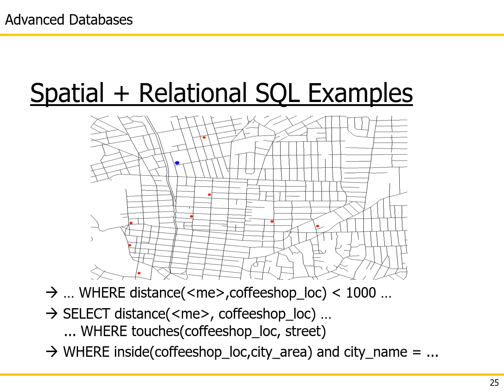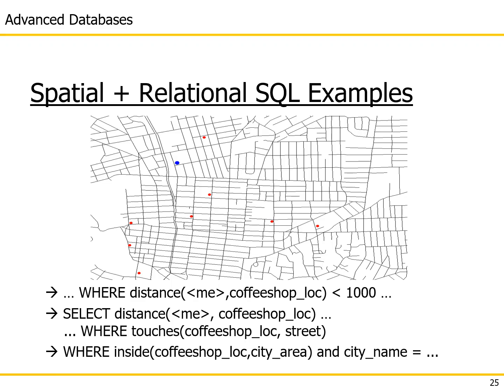Here is an example of what I'm referring to. Let's assume you have a spatial database, which means you have a SQL database that has spatial data augmented into it. And now you can write queries like this. I have put here snippets of 3 queries, or you could think of them as one big query. The first one is: select star from this table where distance, a spatial function, from me to the coffee shop location is less than 1,000 meters.